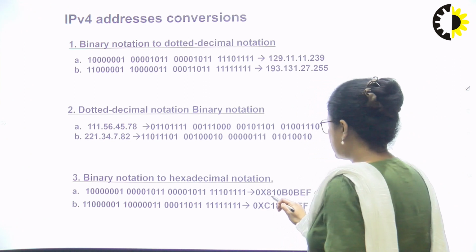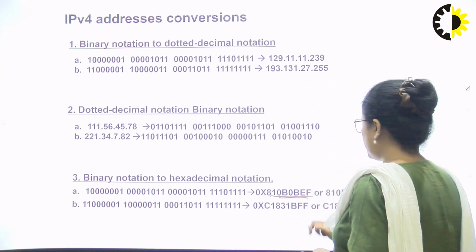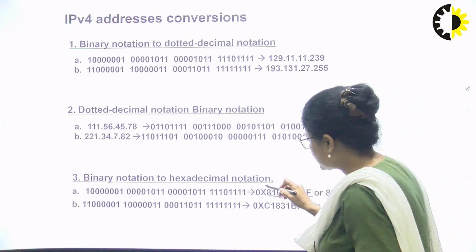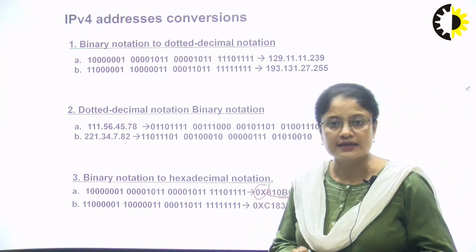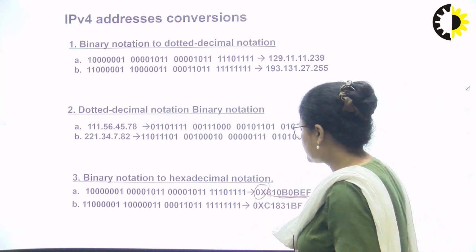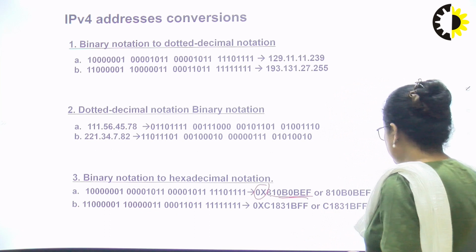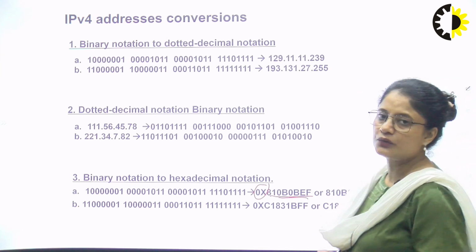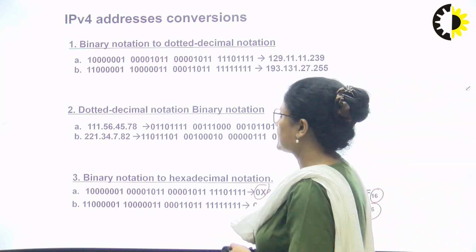So this is a number in hexadecimal representation, and to indicate that this is a hexadecimal number, we prefix it with 0x, or you write base 16 out here. This is one way of indicating that you are dealing with hexadecimal numbers.